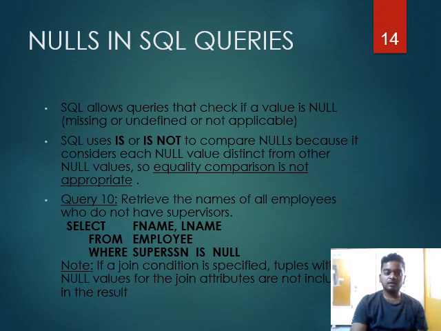Null in SQL queries. SQL allows queries to check if a value is null, meaning missing, undefined or not applicable. SQL uses is or is not to compare nulls, because it considers each null value distinct from other null values, so an equality comparison is not appropriate. Retrieve the names of employees who do not have supervisors: select fname, lname from employee where super_ssn is null.